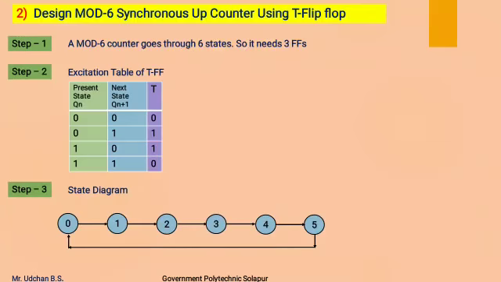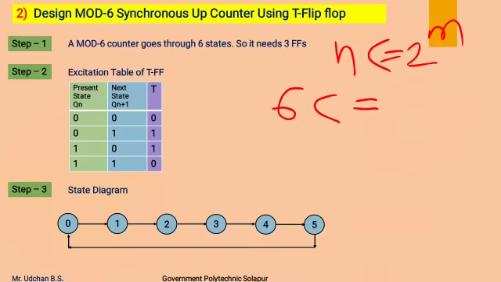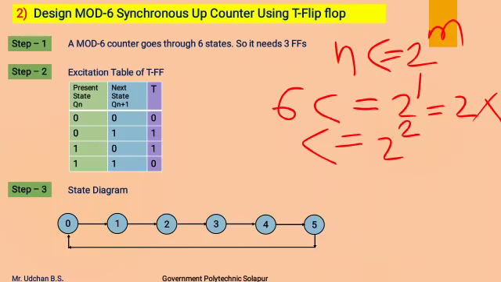using excitation table. After that we will design a mod 6 synchronous up counter using T flip-flop. So we already know how to calculate the number of flip-flops, as here mod 6 counter is having 6 states, therefore the value of n will be 6, which is less than or equal to 2 to the m. I will put value of m as a 1, which will give you 2, which is not true. After that we will write value of m as a 2, which will give 4, which is also not true, as 6 is not less than 4.